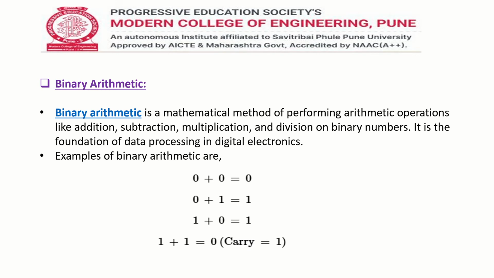So first is how we'll add two bits. 0 plus 0 is of course 0. 0 plus 1 will be 1. 1 plus 0 will be 1. And 1 plus 1 will not be 2. Why? Because we are studying digital electronics, that is, we are studying binary numbers. In binary numbers we deal with 1s and 0s only. There will be no decimal numbers. So 1 plus 1 is 0, and the carry will be 1.